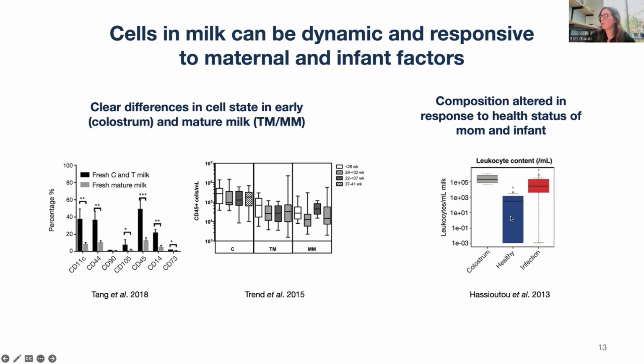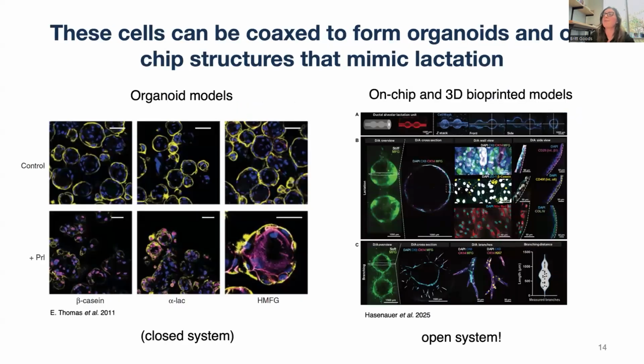And then this is another example of a study that actually showed that you can get differences in immune cell populations in milk: in colostrum, healthy, and then also during infection. And so again, milk composition will be dynamic over the course of lactation and can be responsive to these factors.